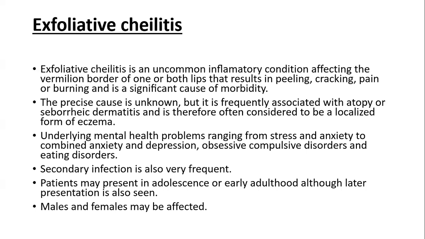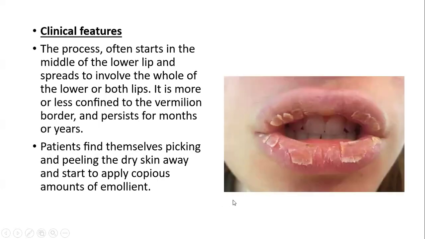Secondary infection is also frequent. Patients present in adolescent and early adult life. Males and females are both affected but it is more commonly seen in females. The process starts in the middle of the lower lip and spreads to involve the whole of the lower or both lips. It is more or less confined to the vermilion or vermilion border and persists for months or years.